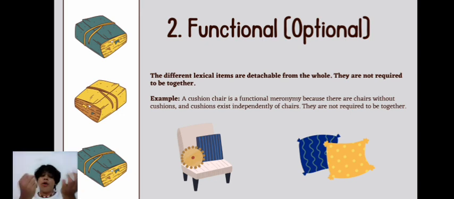But both the finger and the flesh are not co-meronyms. So they cannot be in the same context. Why? Because one is functional, the finger, and the other is material. They do not share the same context when we are talking about a hand.